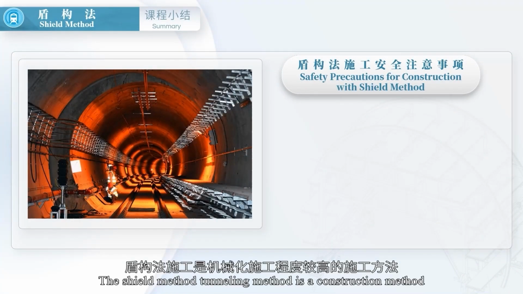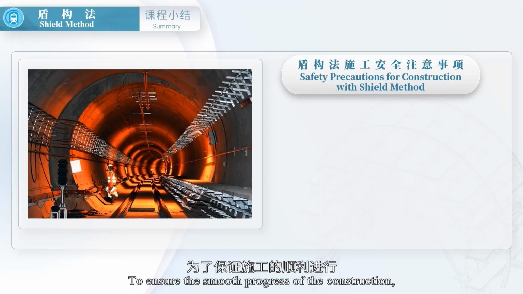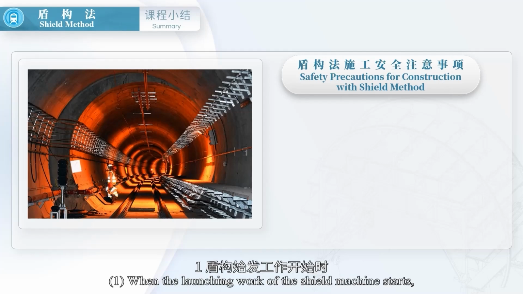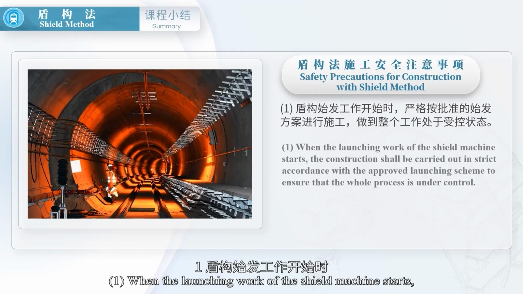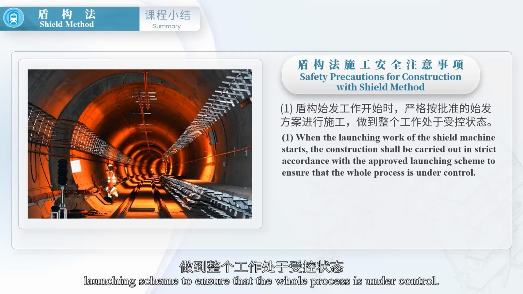The TBM tunneling method is a construction method with a high degree of mechanization. To ensure the smooth progress of the construction, the following points shall be paid attention to during the whole construction process. 1. When the launching work of the TBM starts, the construction shall be carried out in strict accordance with the approved launching scheme to ensure that the whole process is under control.